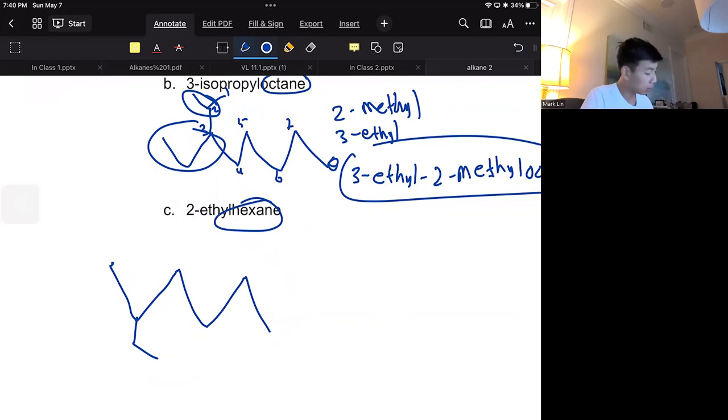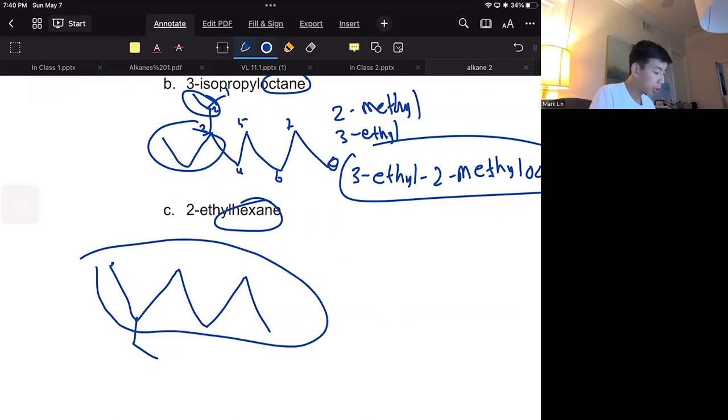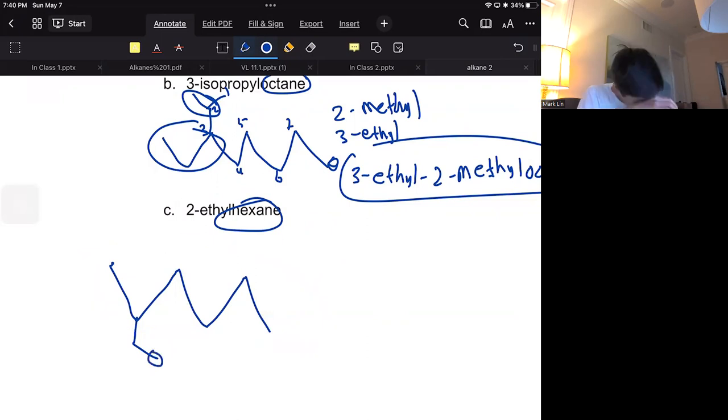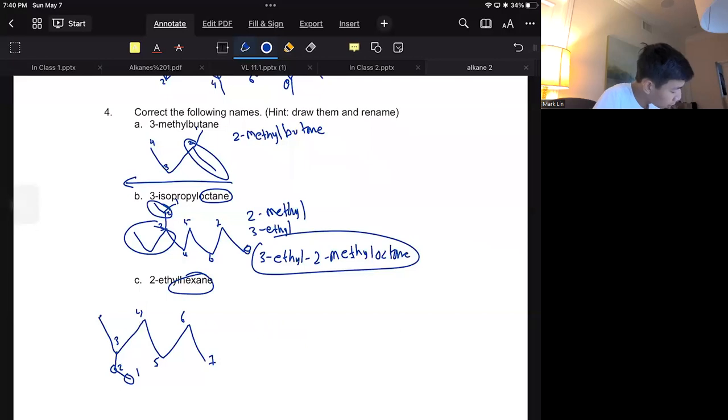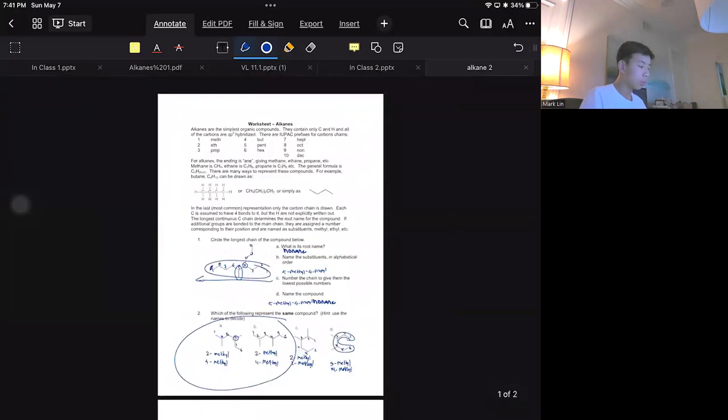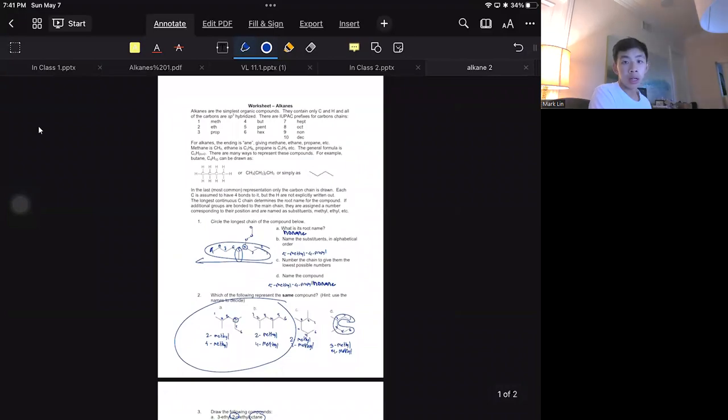Whereas in the original problem, they said that this was going to be our main strand. And so in our main strand, there's going to be 7. 1, 2, 3, 4, 5, 6, 7. So it's going to be heptane. And at number 3, there's going to be a methyl. So 3-methyl heptane. All right, sweet. That's alkane worksheet number 2. Adios.